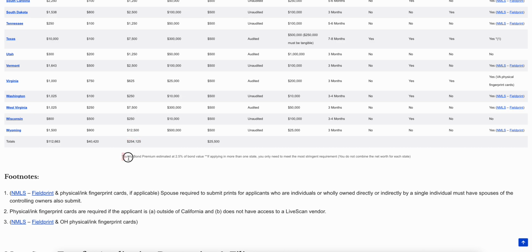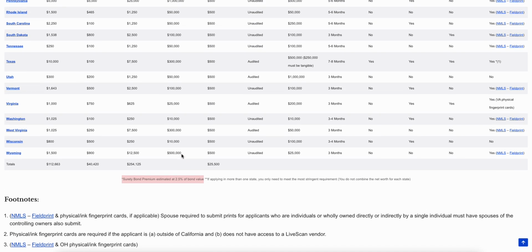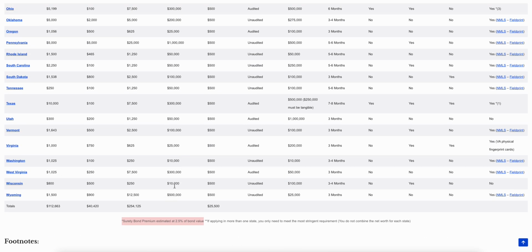And the surety bond has been calculated at 2.5% of the bond value. And there's another thing that you need to know: you don't need to have a surety bond for 500,000 and 10,000 and 300,000. If you're applying in more than one state, you only need to meet the most stringent requirement. You do not combine the net worth for each state.